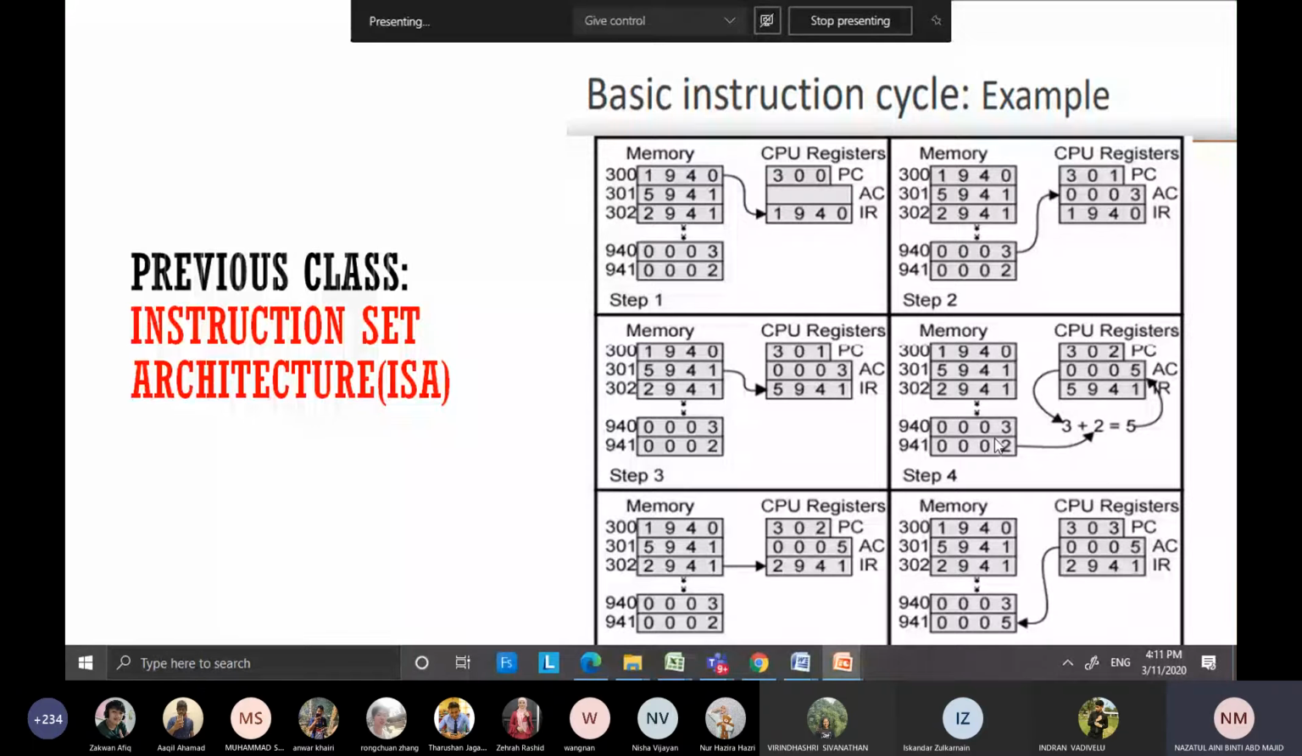Based on these instructions, the first one is to load, the second instruction is to add, and the third one is to store. This addition process, where we add 3 and 2, involves 3 cycles. This is the first cycle: we fetch, decode, and then execute. This is the first fetch, decode, execute. This is the second cycle.